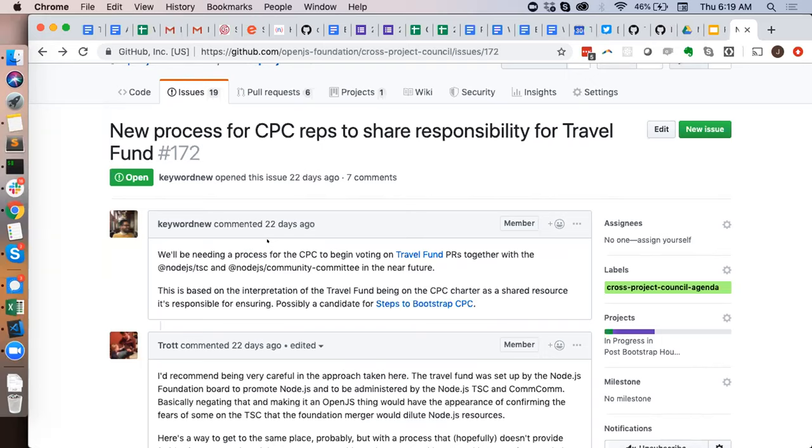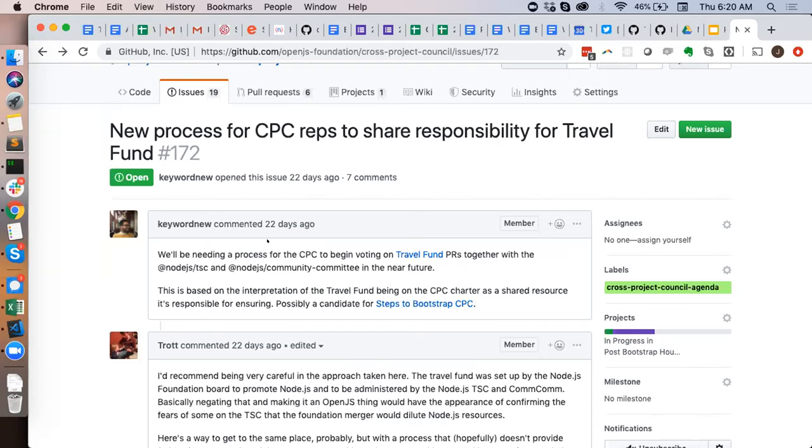As part of this, the non-travel fund serves two purposes. One is enabling people to come to this summit and the next summit. And also for promoting Node at conferences and events and organizing other things. So those are two different roles.